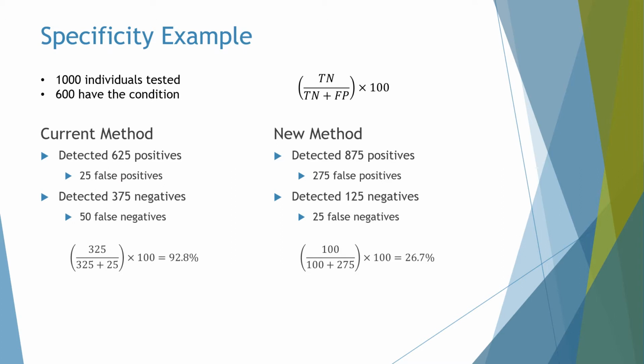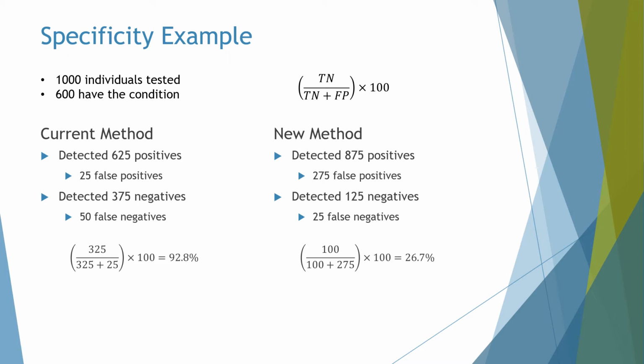So a quick example of how to calculate specificity. Let's say we have 1,000 individuals tested. We have 600 of them that we know have the condition that we are testing for. So those 600 are known positives. Now we want to compare our current test method to a new method. Our current method detected 625 positives. 25 of those were false positives. Remember, we have 600 that we know are truly positive. So the 25 there are false positives.